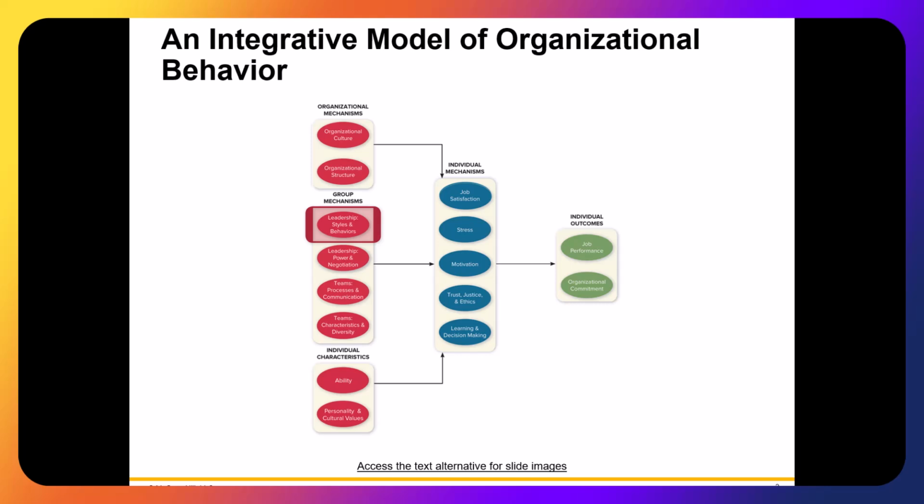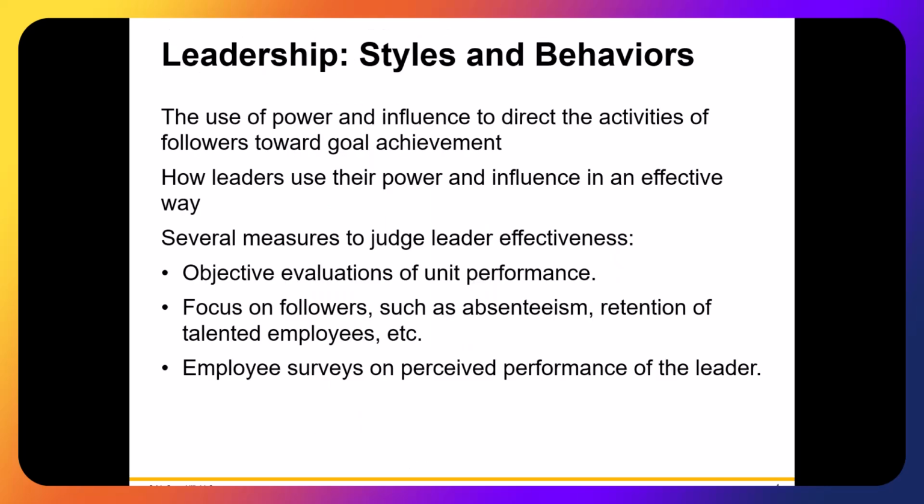We have our integrative model that we've seen on behavior from previous chapters. So leadership styles and behaviors: the use of power and influence to direct the activities of followers towards goal achievement. How leaders use their power and influence. When leaders use their influence and power, it's towards working toward something, a common goal or some type of achievement. This is how ultimately they get things done. And this is one of the reasons why, when people see bad leaders, this is an area in which they struggle: how leaders use their power and influence in an effective way.